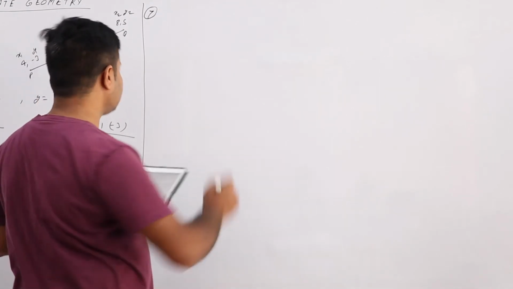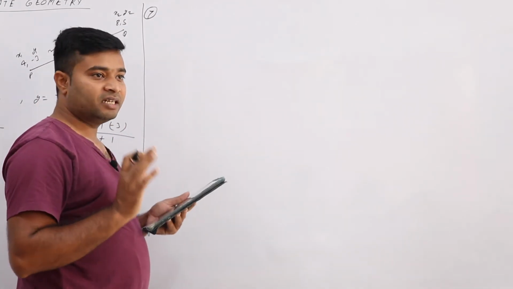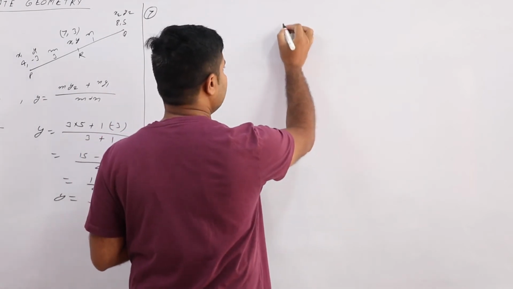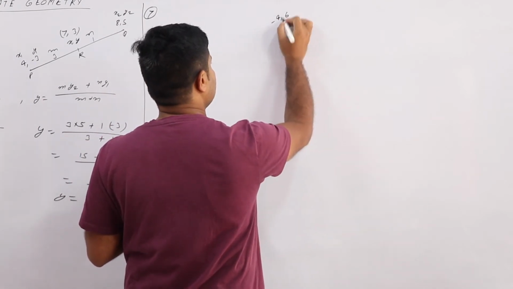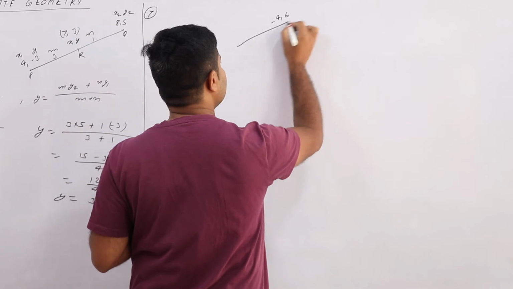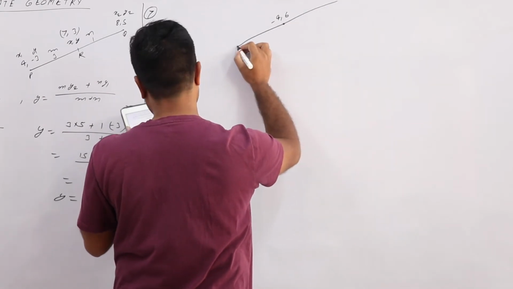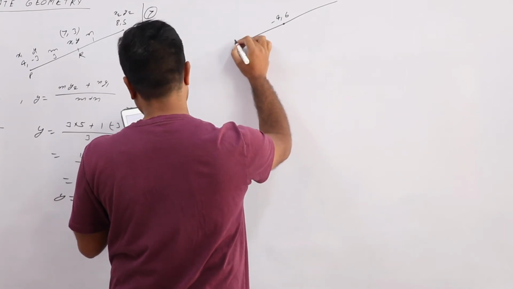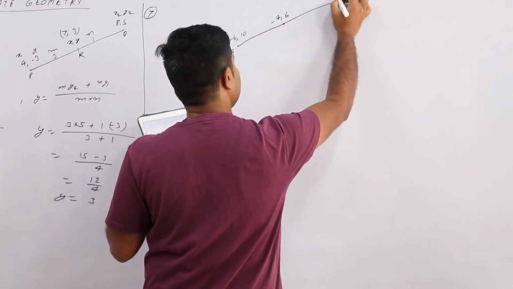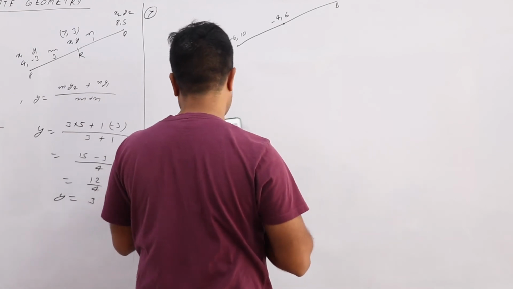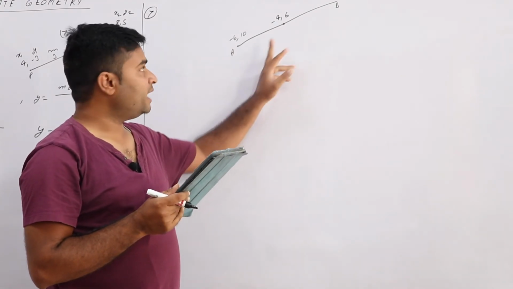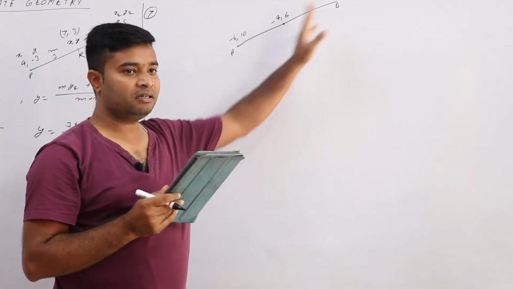Chalo, question number 7. Listen. In what ratio does the point 4 comma 6 divide the line segment joining the points A minus 6 comma 10 and B 3 comma minus 8? I am repeating the question.